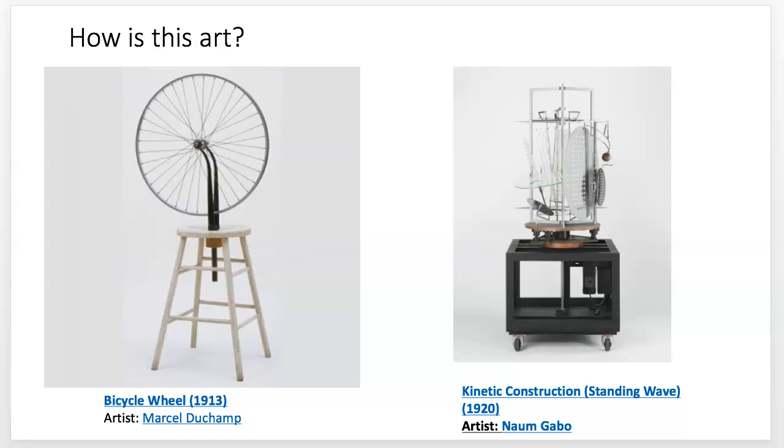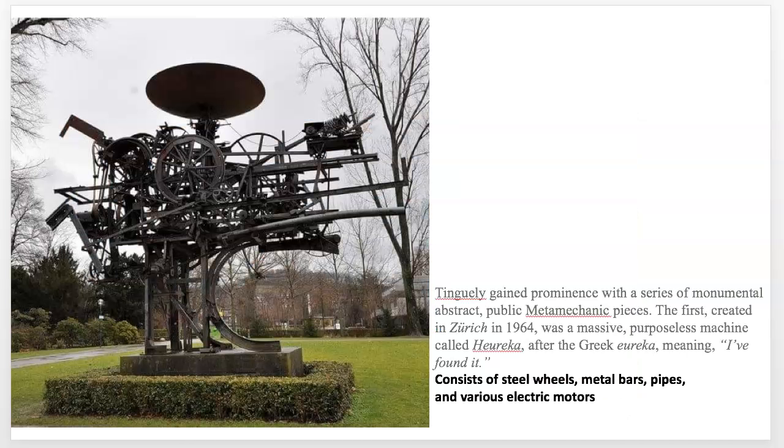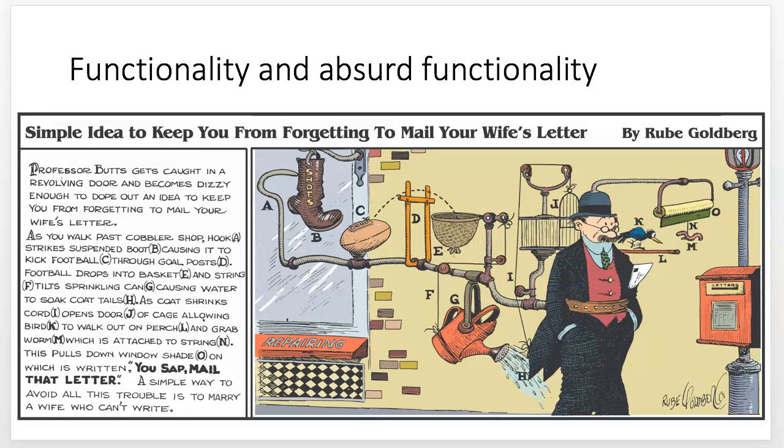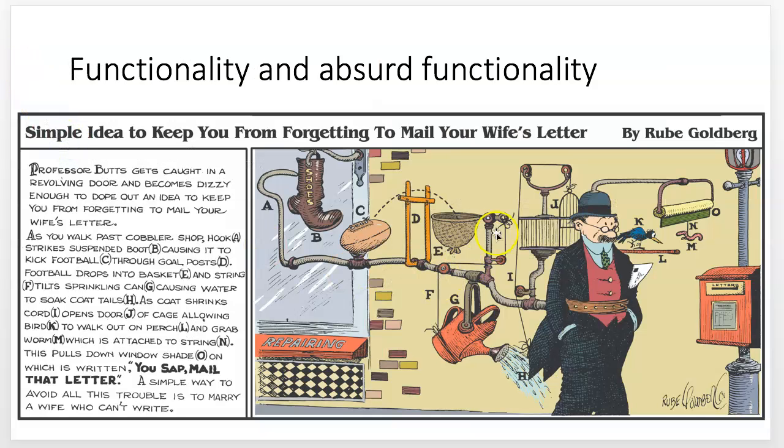How are these types of machines art, and what do we mean by a Rube Goldberg machine? Let's look at him first. These are the type of machines that he would have made. They have an idea about them that's functional and absurd. This is a cartoon that he would have written. So you have each of the steps.